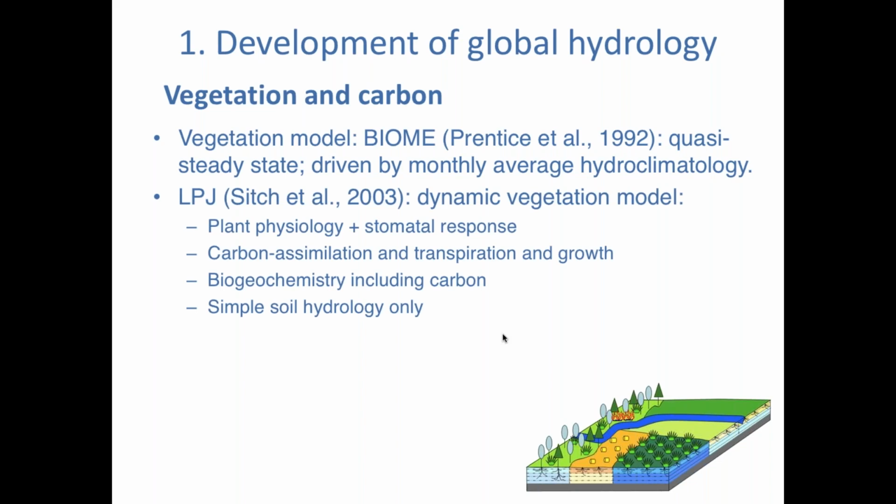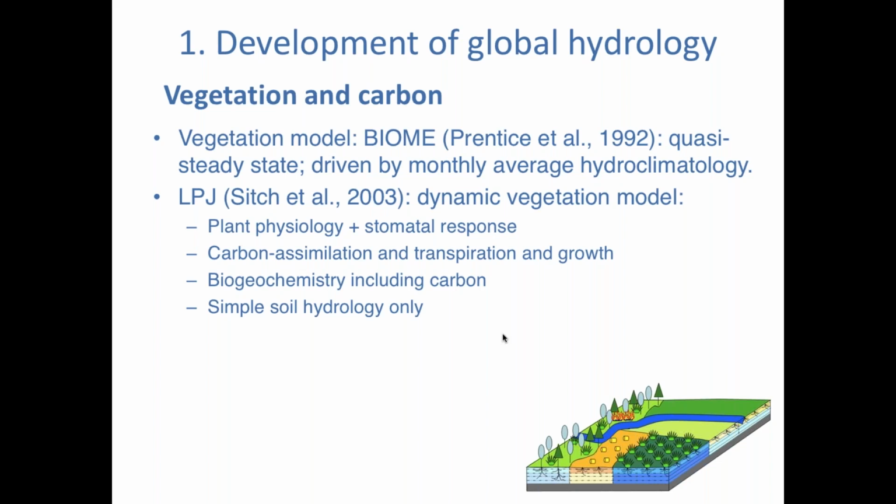Well, a big step came later on, 10 years later, when Sitch et al. came up with what they call LPJ. LPJ stands for Lund, Potsdam, and Jena. These are the 3 cities where the universities were that contributed to this effort. And they really made a real dynamic vegetation model, which is sort of the blueprint of a lot of the dynamic vegetation and biogeochemistry modules in the current Earth system models that we have. And it has a simple plant physiology and stomatal response. It models, also in a simplified manner, carbon assimilation using Farquhar's equation mostly, transpiration and growth, has some biogeochemistry, sometimes even phosphate and nitrogen, and very simple soil hydrology.